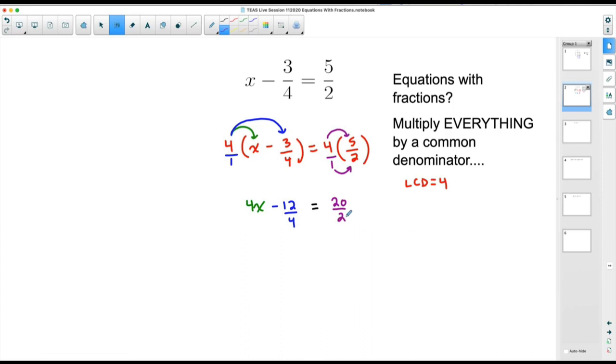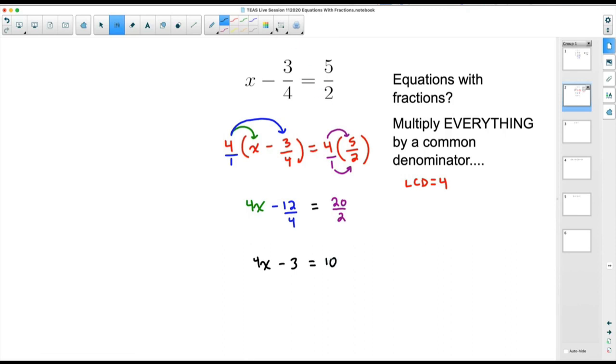So how does this clean up? I mean, what are we really doing here? First of all, the 4x, nothing wrong with that. Check this out now in blue. If we take 12 over 4, which is the same thing as 12 divided by 4, that's going to be 3. 12 divided by 4 is 3. And over here on the right-hand side, if we take 20 divided by 2, we get 10.